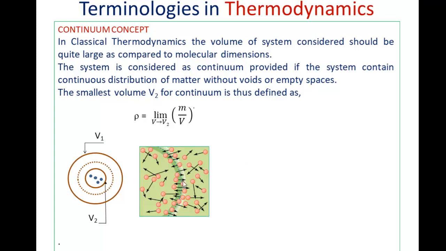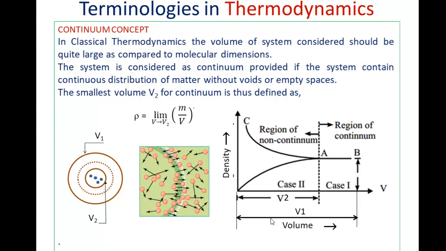So in this diagram we can see a system, and this circular region is where we are going to consider the density of the system, which contains many molecules. If you keep on decreasing the size of the volume, if you keep on reducing the radius of this spherical container having the molecules of the system, then a particular volume is going to be reached, and beyond that we cannot have the continuum concept. The same thing can be explained using the density versus volume diagram.